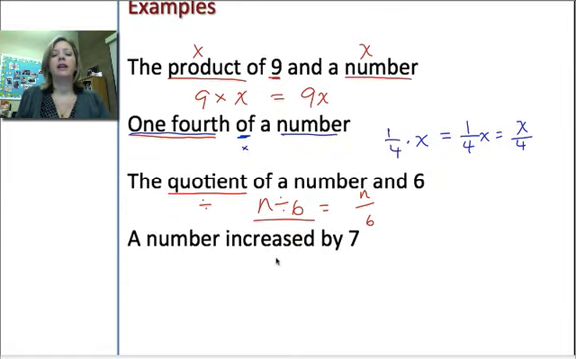If we say a number increased by 7, we're not increasing by a factor of 7, we're just increasing by 7. So that means addition. So this time we'll have x plus 7. Perfect.